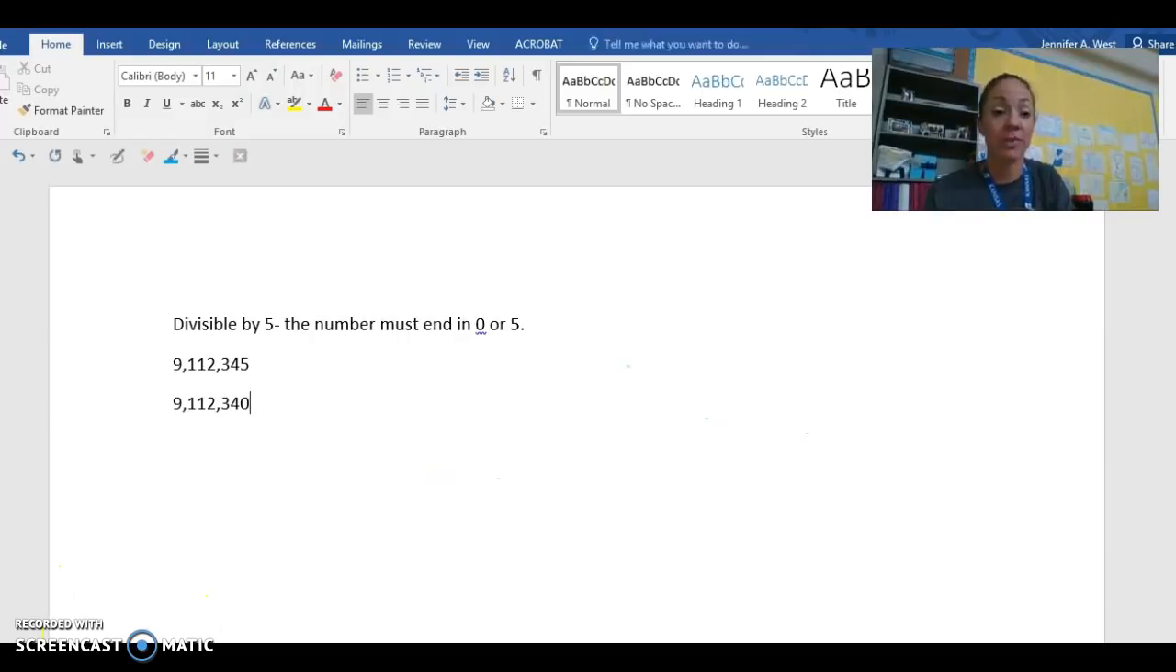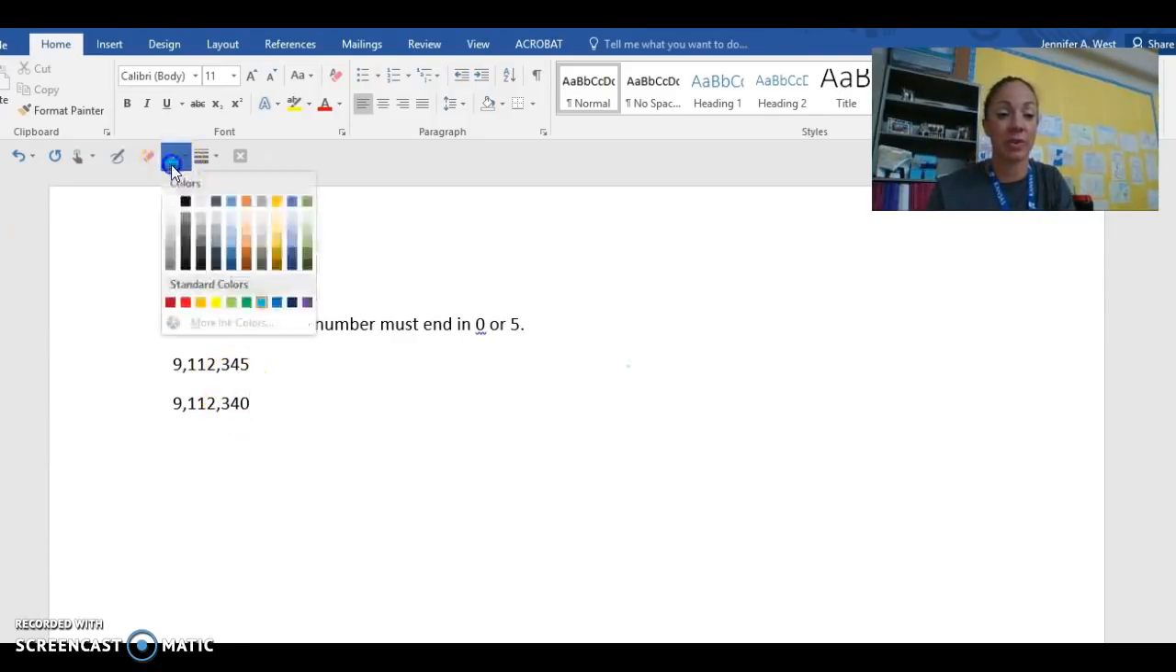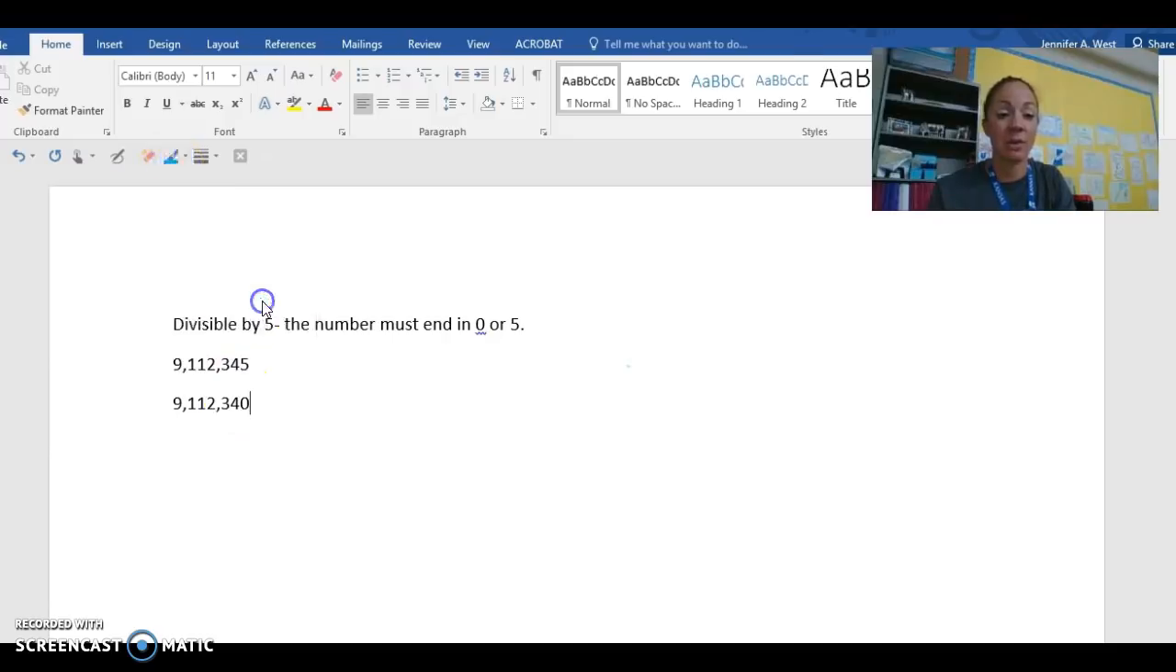Okay, for a number to be divisible by 5, the number must end in 0 or in 5. So, I even threw out a big number this time just for the fun of it. 9,112,345. You could spend all day trying to figure out if it's divisible by doing long division and trying to divide by 5, or you could just look at the number in the ones place, and seeing how this one ends with a 5, it is divisible by 5.